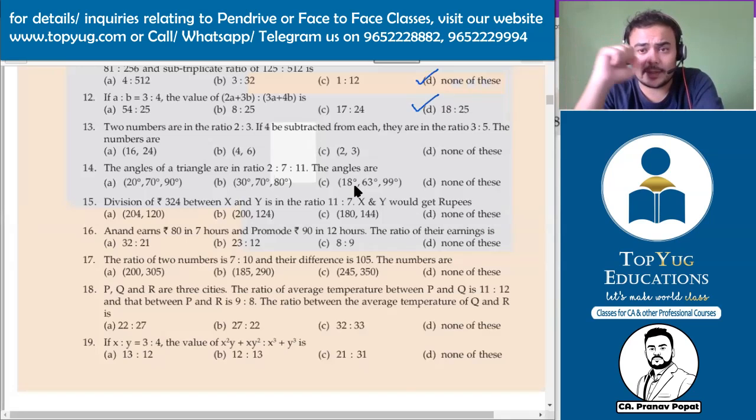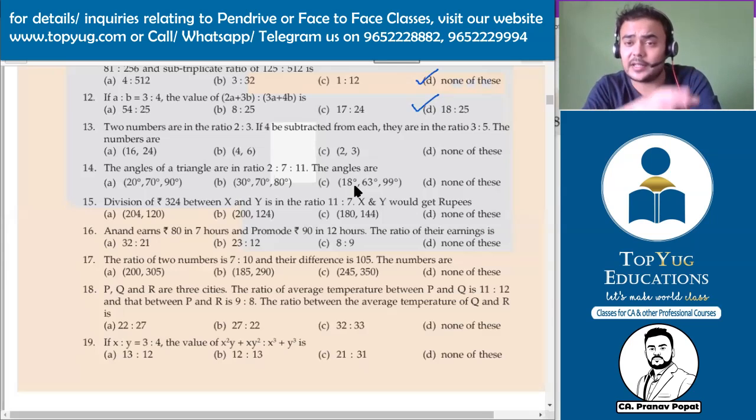Yes, sir, we can say that. Can we also say 4 by 6 is also 2:3, and 2 by 3 is also 2:3? So all the three options are satisfying condition 1.